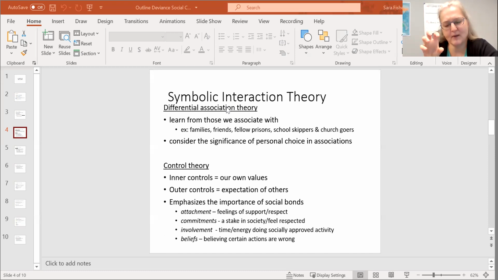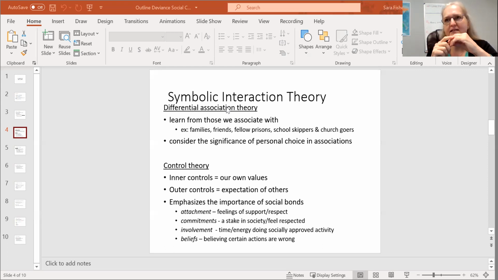Control theory. Now, these are micro levels, so these theories act on the interpersonal. What control theory argues is that we have both internal and external controls. We have internal controls, which are our own belief system and our own values and what we tell ourselves we're going to do, right? We have our own personal guidelines for appropriate behavior. We've internalized the cultural moral standards. The external controls are the people that expect things of us, right? Those are the people that are watching our behavior. You know, our parents, law enforcement, our bosses.